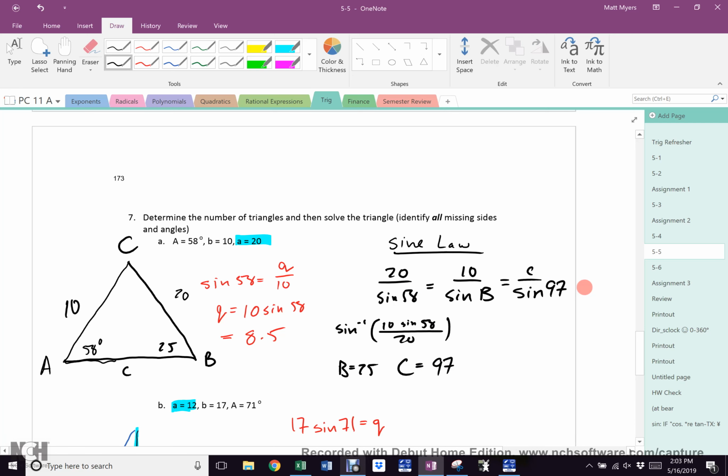Now, I could use B because I know B is 25 right now, yeah? But we rounded B off, didn't we? So we should probably use this, yes? So 20 times sine 97 divided by sine 58 gets me little c.